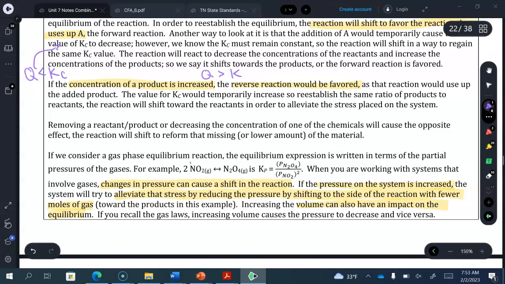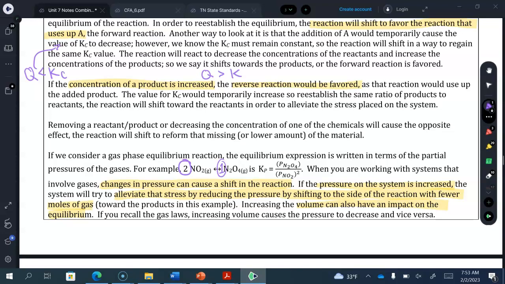How do we compare moles of gas? It is by their stoichiometric coefficients. So for every gas on the product side, we add the coefficients together, and that's the moles of gas for every mole of reaction. And you do the same for the reactant side. And in this case, the one with the fewest moles of gas, the product side, it will shift towards that when we increase pressure.